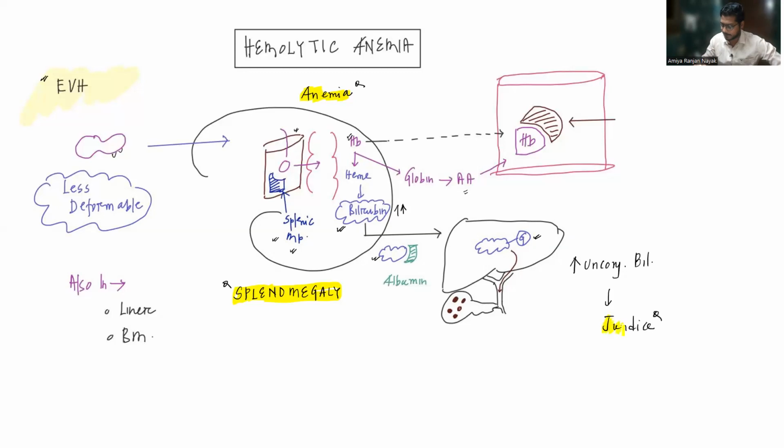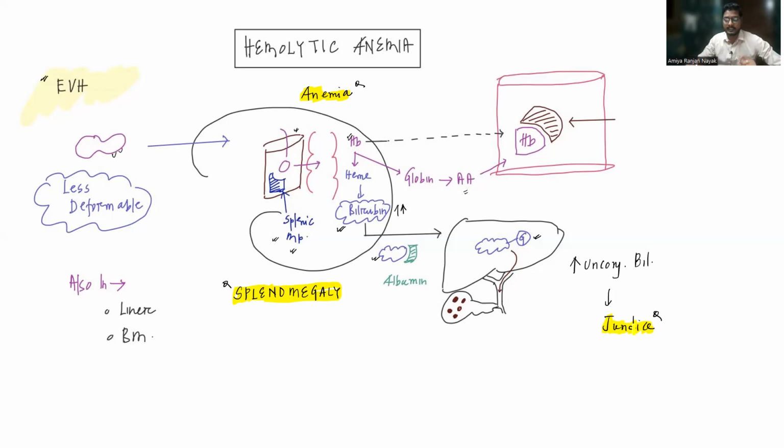Once they get trapped, the splenic macrophages will come, phagocytose the RBCs and destroy them. Once the RBC is destroyed, there will be increased production of hemoglobin, and hemoglobin is further metabolized inside the spleen, and this will cause increased production of bilirubin. This bilirubin will go to the liver, but once the capacity of the liver is exceeded, there will be accumulation of unconjugated bilirubin. Now, all these processes will lead to anemia, splenomegaly, and jaundice.